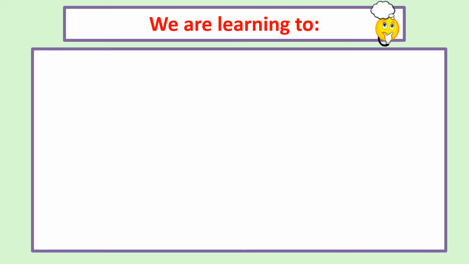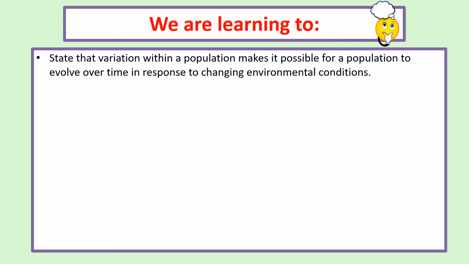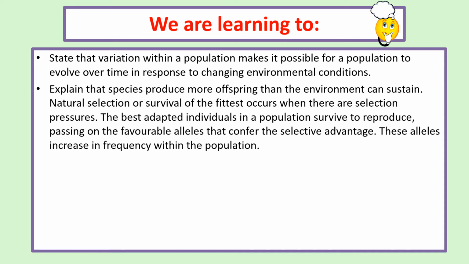So today we're going to be learning about natural selection and speciation. Our learning intention is to be able to state that variation within a population makes it possible for a population to evolve over time in response to changing environmental conditions. We're also going to be able to explain that species produce more offspring than the environment can sustain. Natural selection or survival of the fittest occurs when there is selection pressure. The best adapted individual in the population will survive to reproduce, passing on the favourable alleles that confer the selective advantage. These alleles increase in frequency within the population.